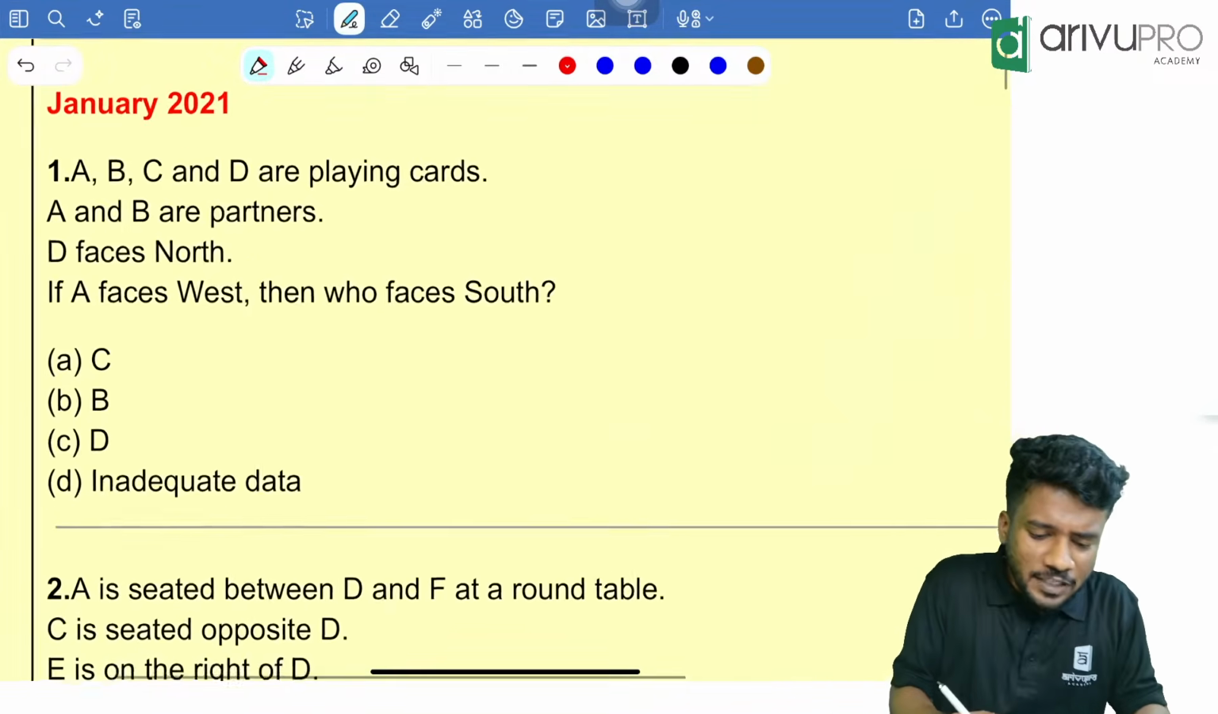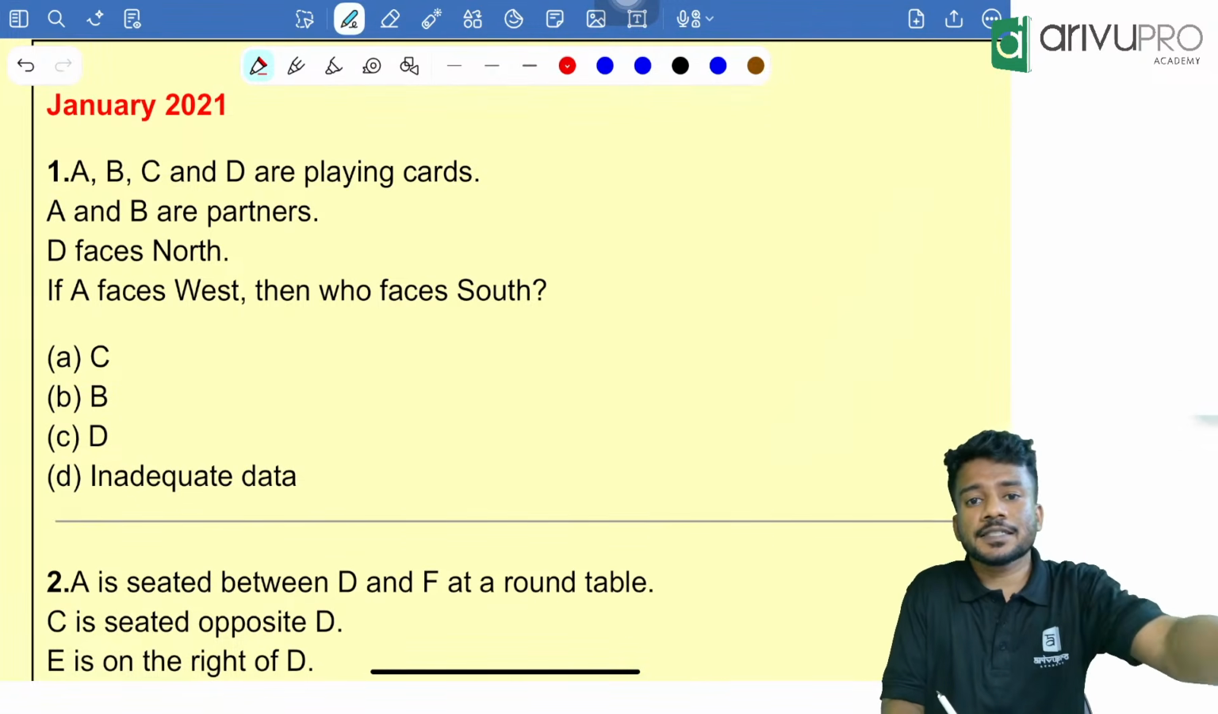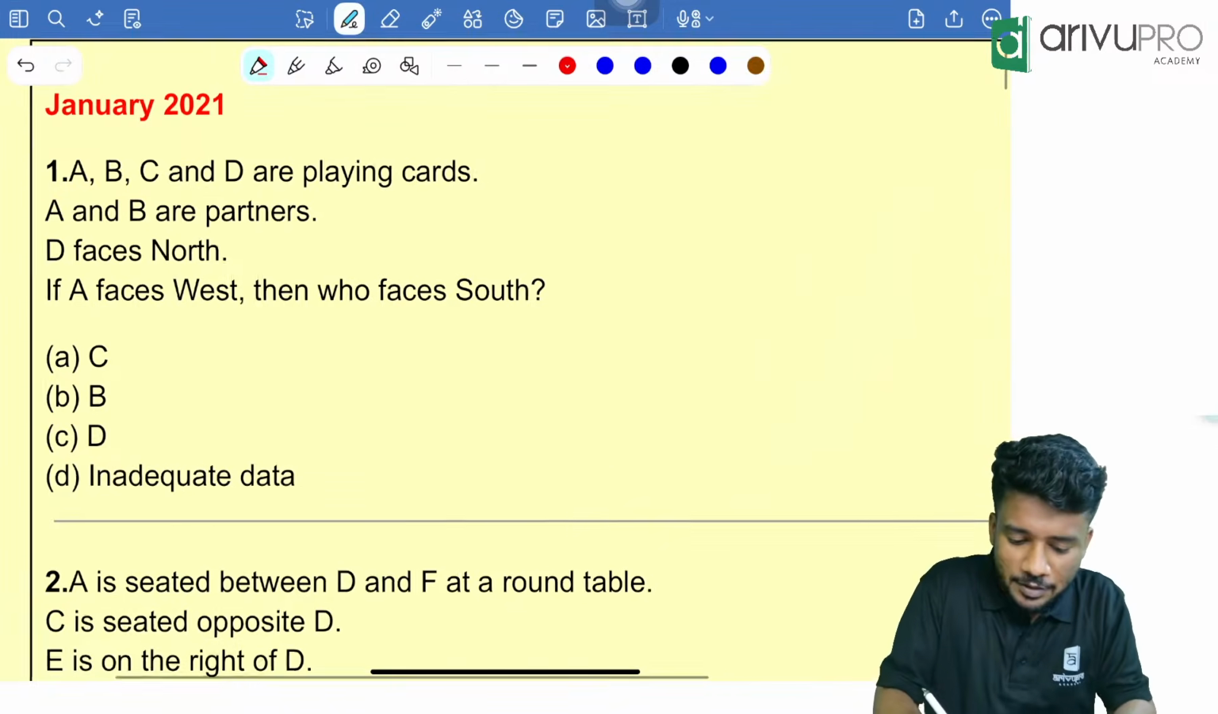Now people, first one, Jan, any doubts? I told you, we will discuss towards the end. Now we will start off with the solving.